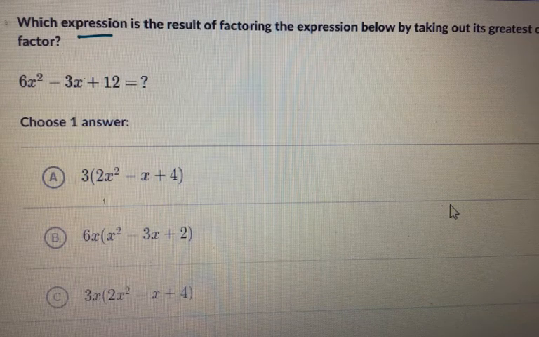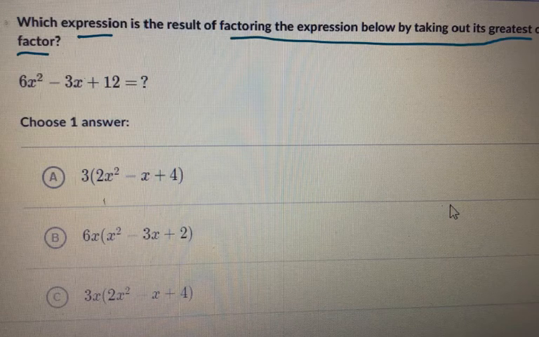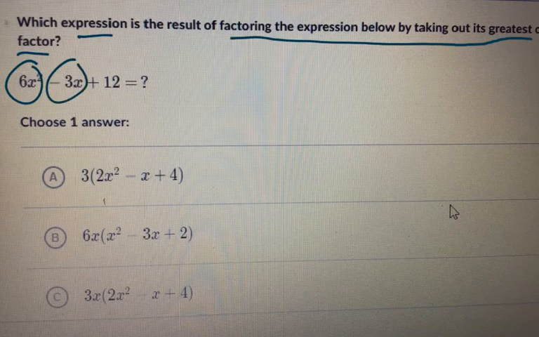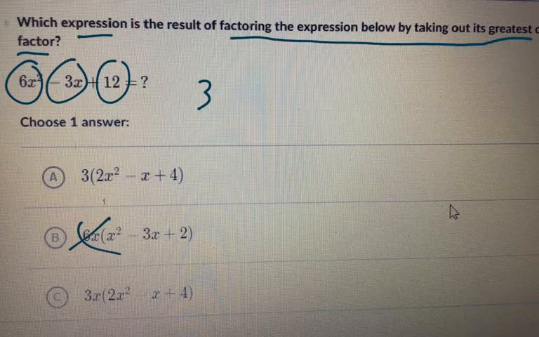Okay, let's see what the next one is. Which expression is a result of factoring by taking out the greatest common factor? Oh, so all they want us to do is do a GCF. Guys, 6, 3, 12. Do you agree I'm going to do a 3 GCF? I can't do a 6. See how B can't be right? And I can't even do an X. So the answer's got to be A, right?